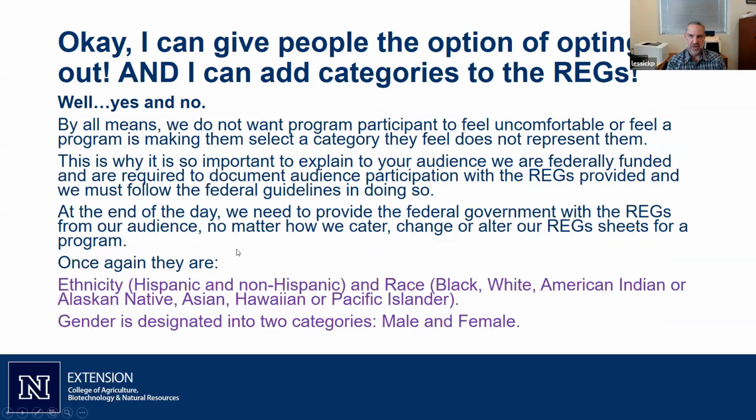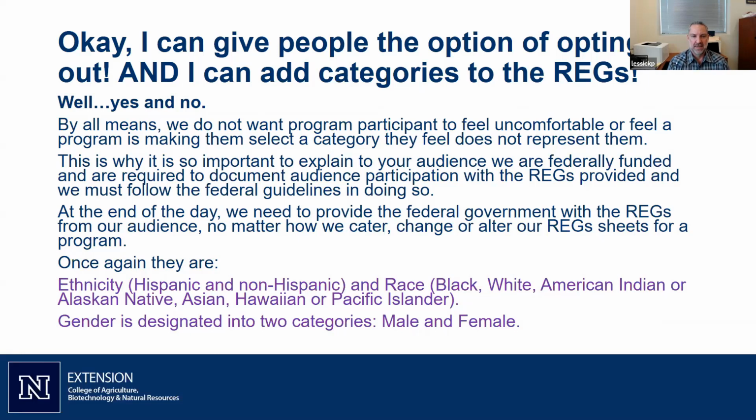Okay, so you can give people the option of opting out, and you can change the categories in the information you collect. Well, yes and no. By all means, we want programs to feel comfortable, and we don't want people to feel like we're forcing them into a category, like saying this doesn't represent who I am. But it's very important to explain to participants that there are 2 genders, 5 races, and 2 ethnicities. This is what the government requires us to report. So you're looking at the guidelines, and you have folks make the best assumption for who they are.